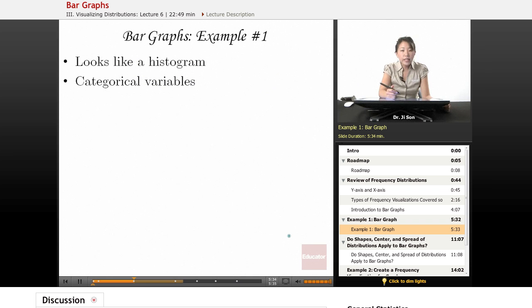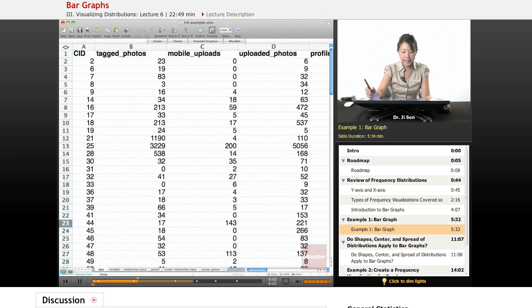All right. So let's go ahead and look at an example of a bar graph. They basically look like histograms superficially, but the way you could tell is by looking at the x-axis. This is how you're going to be able to tell whether it's a histogram or a bar graph, because on the x-axis, you should see a categorical variable. All right? So let's look at an example.